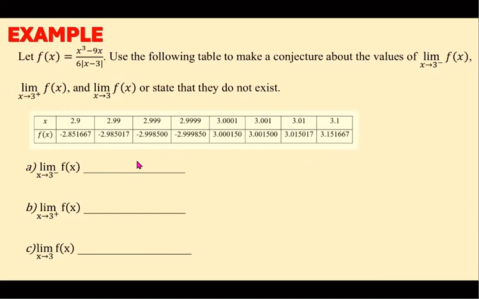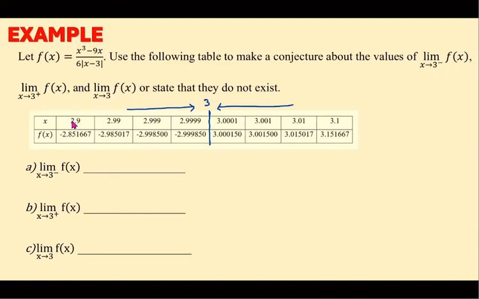As you can see, we are looking for the limit as x approaches 3. So if you look at the table carefully, what you notice here is these values 2.9, 2.99, 2.999, 2.9999, you can see that these numbers are approaching closer and closer to 3 from the left. And similarly, on the other side, 3.1, 3.01, 3.001, these values are decreasing and approaching 3. So these values are approaching 3 from the right.